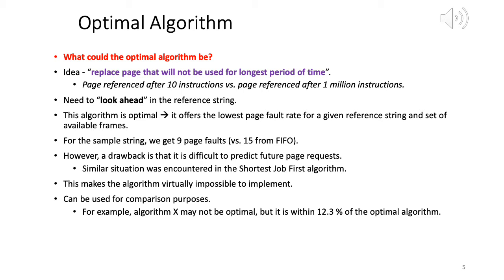So for the optimal algorithm, the idea is to replace the page that will not be used for the longest period of time. Once again, replace the page that will not be used for the longest period of time. So to give an example, page referenced after 10 instructions versus page referenced after 1 million instructions. Right, so which one do we evict?